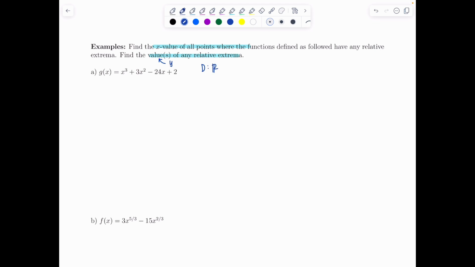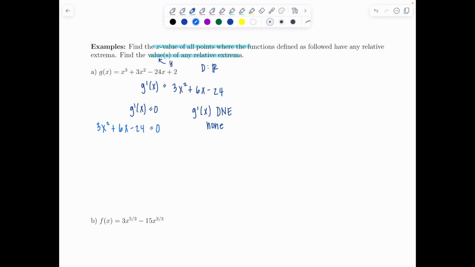Okay, so to begin the problem, we want to identify where the critical numbers are, which means I have to take the derivative. So g prime of x is 3x squared plus 6x minus 24. And then our critical numbers come from where the derivative is 0 or where the derivative does not exist. Now this is a polynomial, so I'm not going to get any from where it doesn't exist. That's not going to happen. But certainly we can see where this derivative is going to be 0. So 3x squared plus 6x minus 24, let's set that equal to 0.